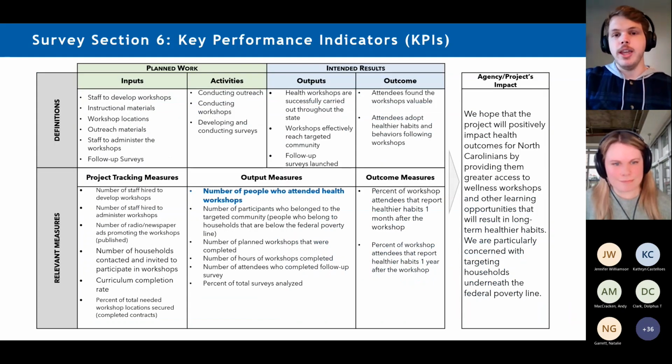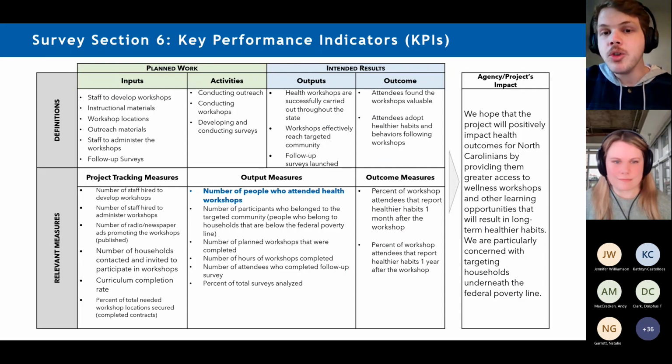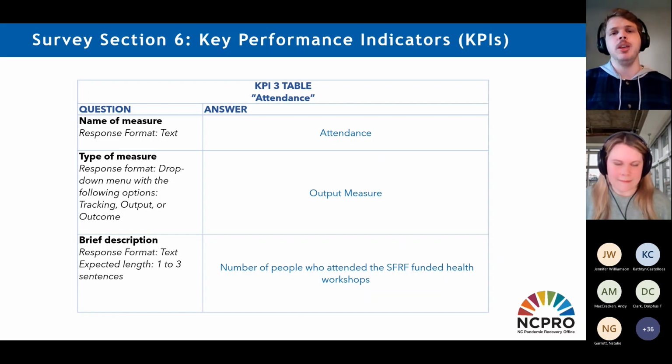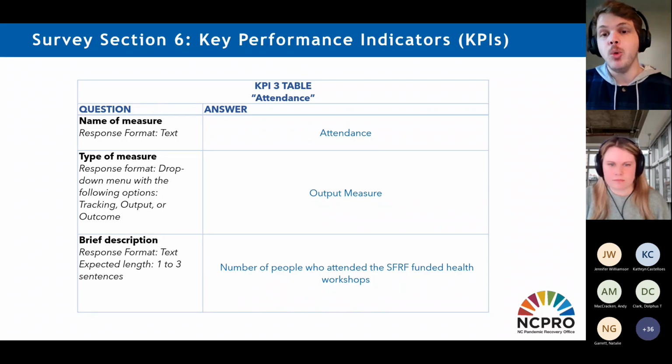All right, so we finished looking at some of those tracking measures. Now we'll be looking at that bolded output measure, running through some of those same questions that you'll find on the sample template, which are also the survey. So for this, we're looking at an output measure. This is just attendance because it's a pretty broad measure that could be applicable for a number of different projects. So then the description is just the number of people who actually attended the workshops.